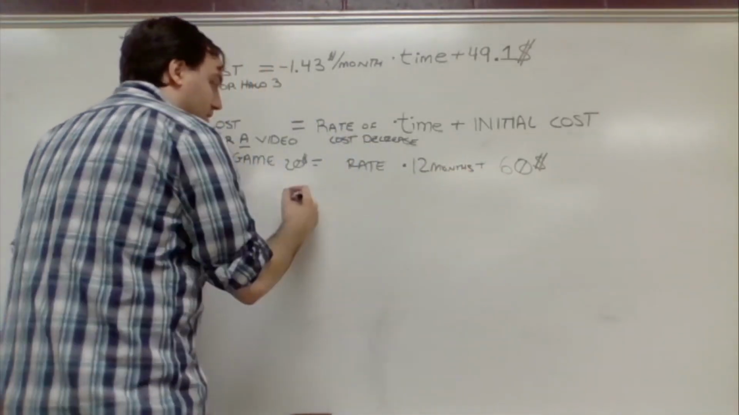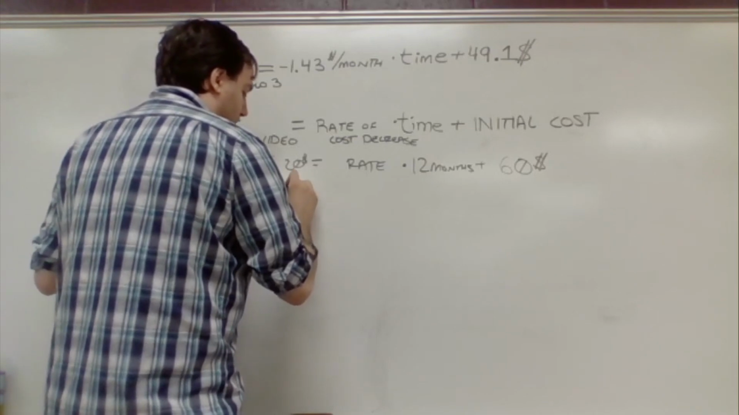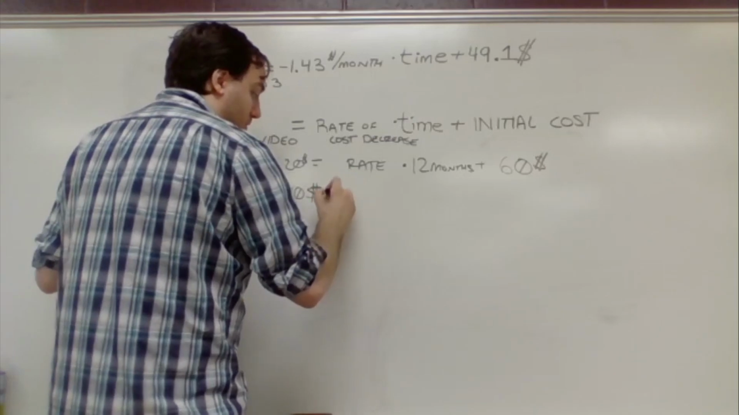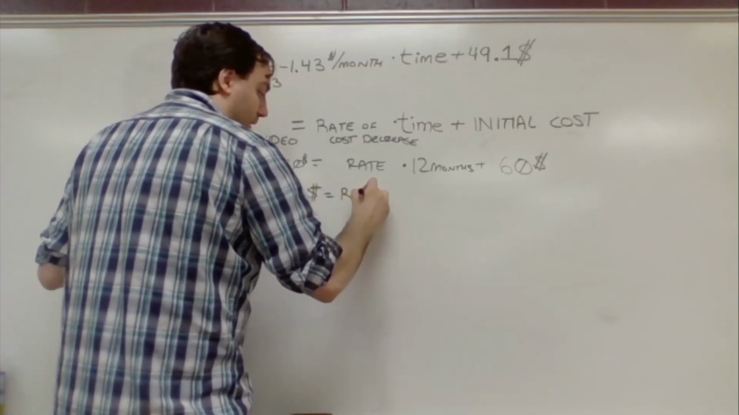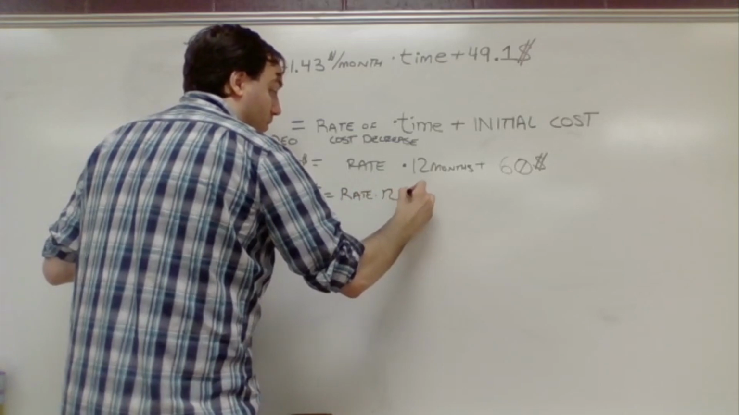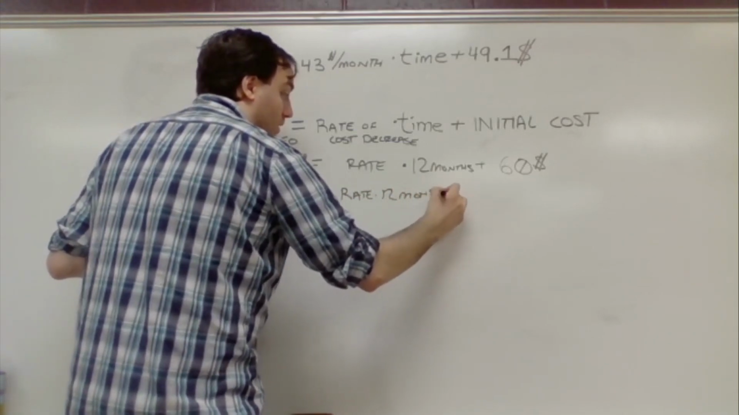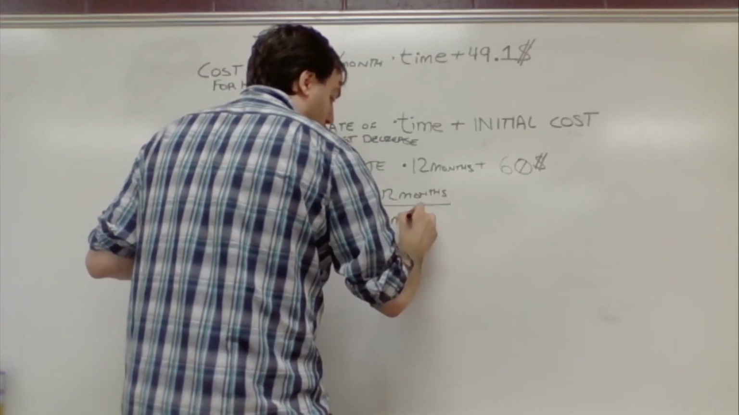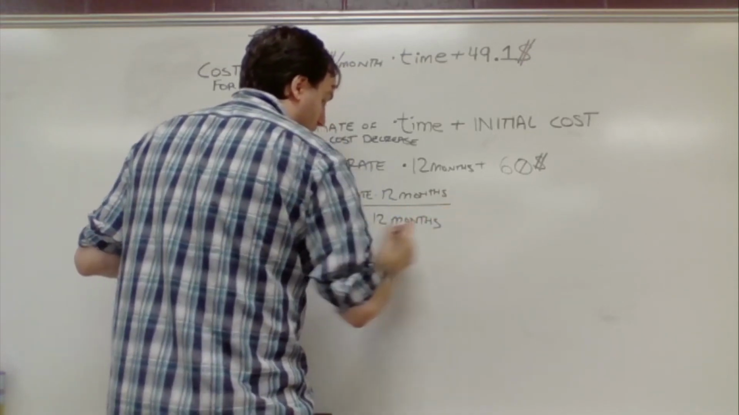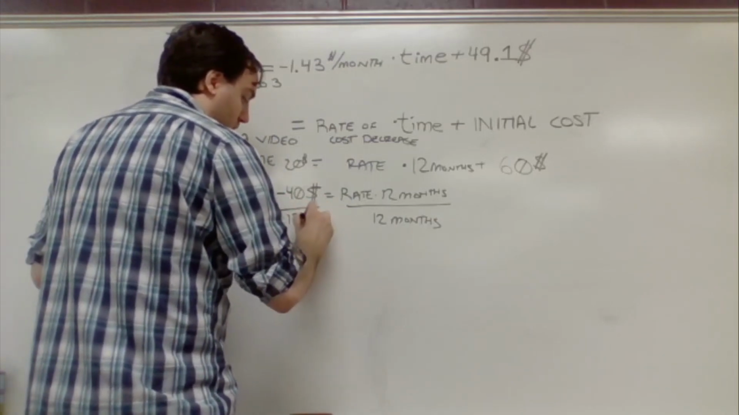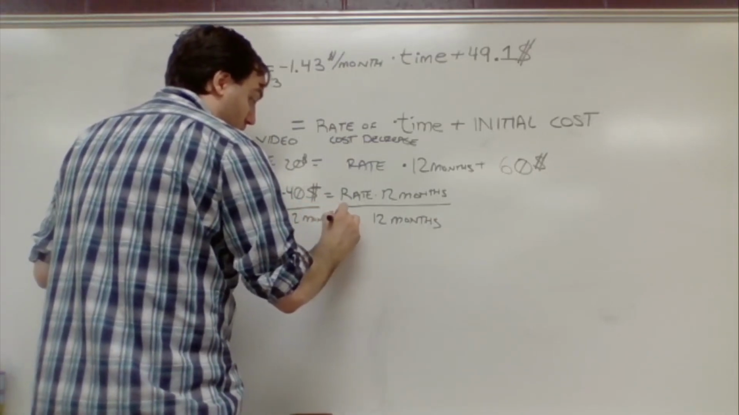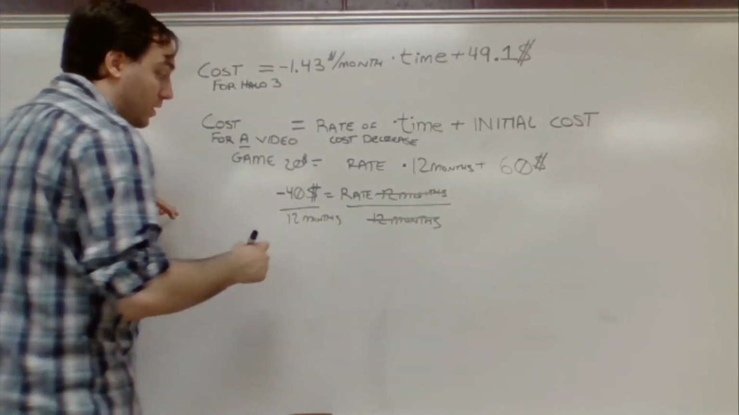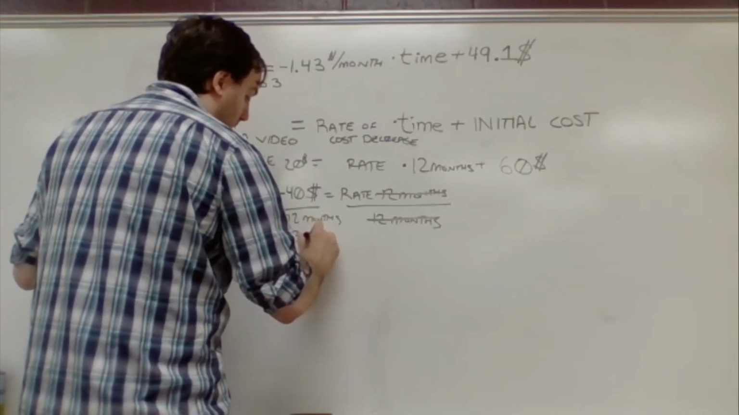I subtract the 60 to the other side. 20 minus 60 is negative $40 equals rate times 12 months. And I divide both sides by 12 months. The 12 months cancels out. 40 divided by 12 is $8.33.